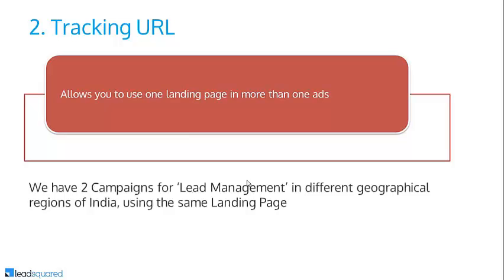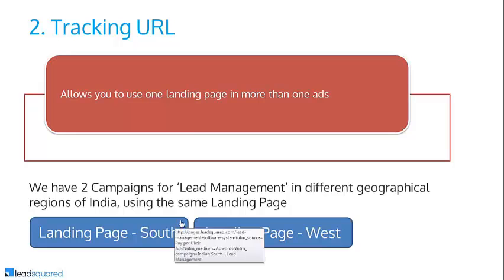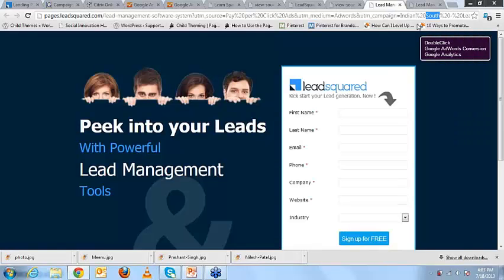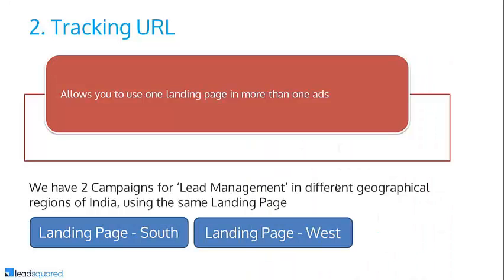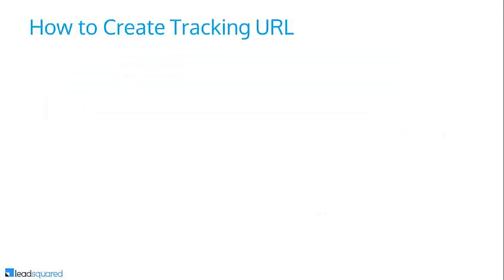We have two campaigns for lead management in different geographical regions of India using the same landing pages. One is for South and the other one is for West. So you can see here, they are identical. The only difference is in the tracking URL here. It says South and it says West. This will help you keep track of all the people that are coming through different campaigns. It will not get mixed up for you. Tracking will be pretty easy.